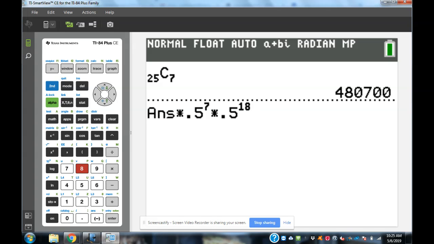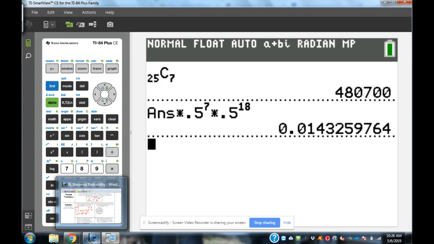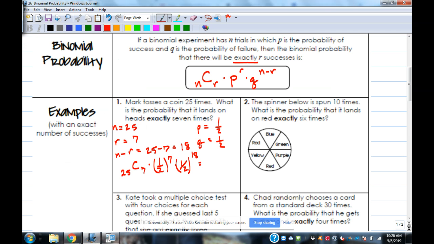We got to have all of those there because we're flipping the coin 25 times. So you got to take care of 7 times it landed on heads like we want and 18 times where it didn't. Okay, multiply all that together and get this nice decimal there, 0.0143. We'll go 4 decimal places there, which as a percent would be 1.43%.